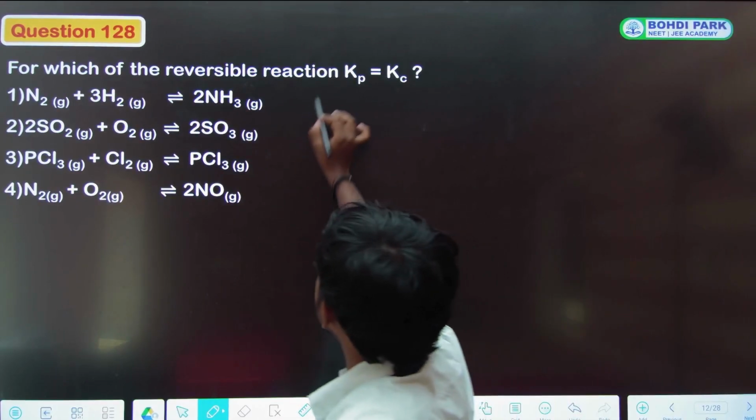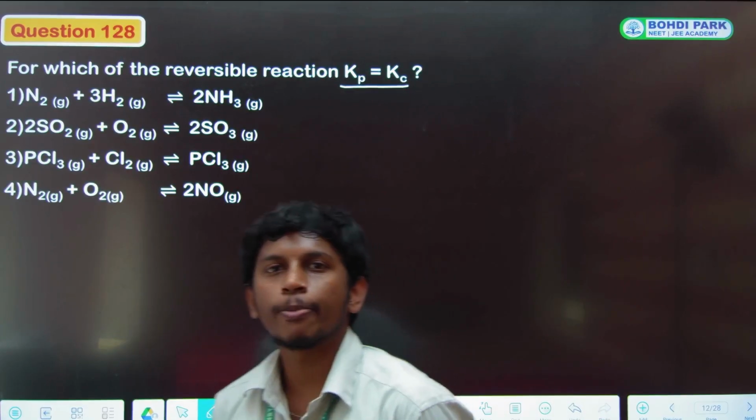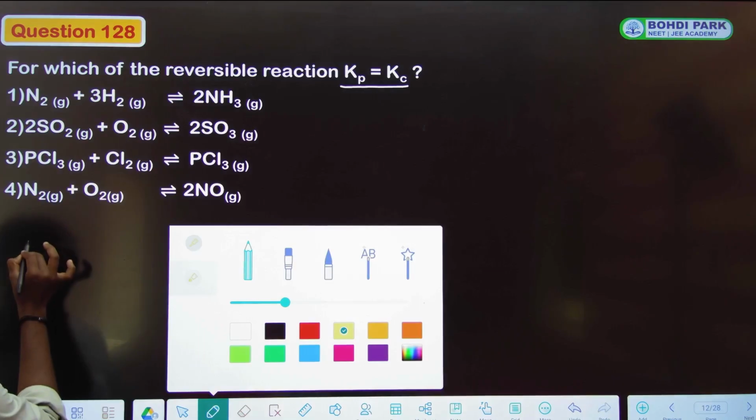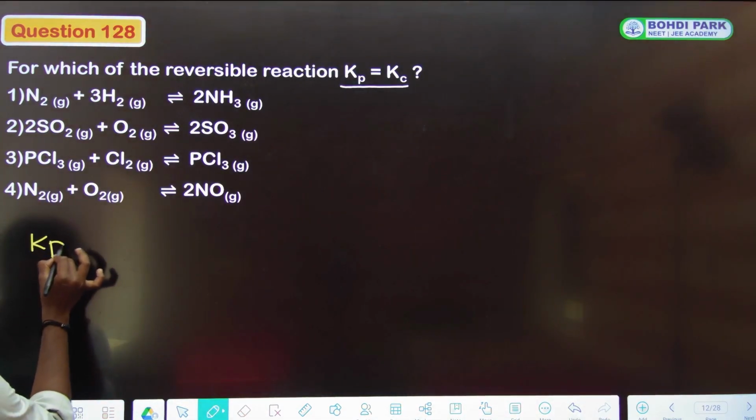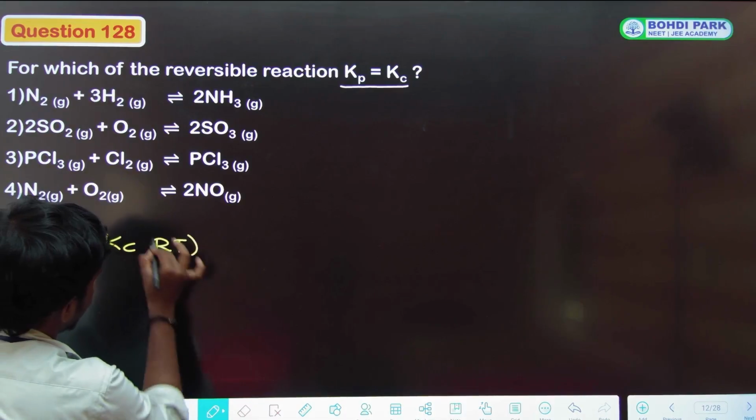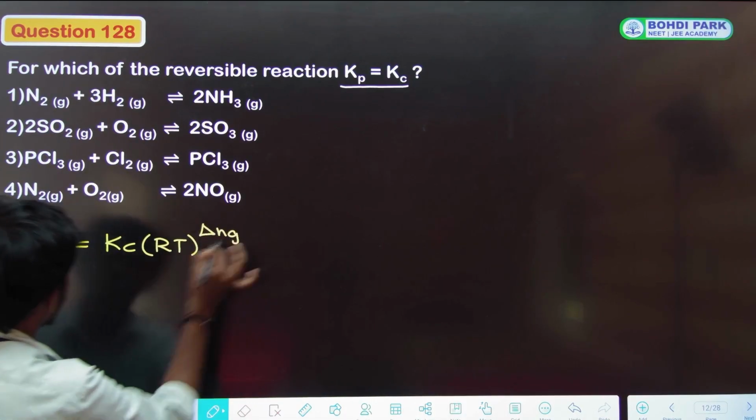For which of the reversible reactions is Kp equal to Kc? Kp யும் Kc யும் எப்ப ஈக்குவலா இருக்குன்னு கேக்குறாங்க. Okay, so relationship between Kp and Kc கண்டுபிடிக்க போறோம். So Kp Kc relationship என்னப்பா? Kp is equal to Kc into RT power delta Ng.